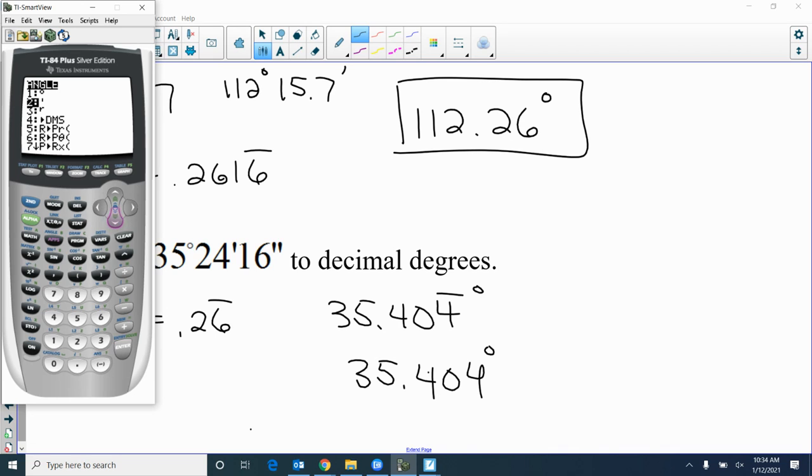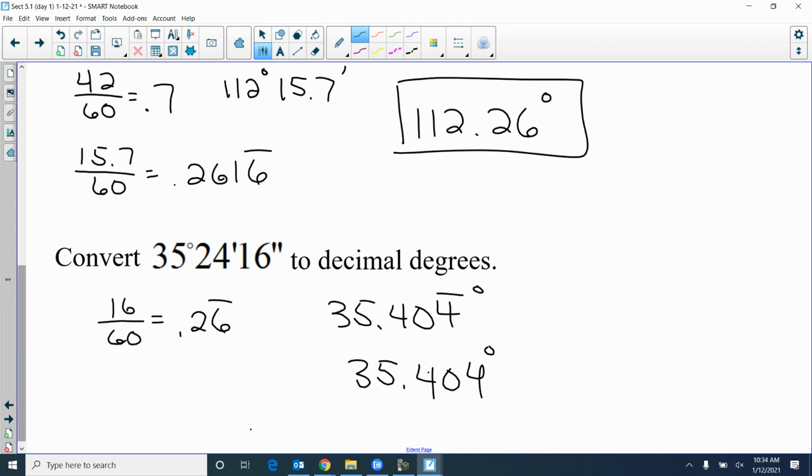Those 5, 6, and 7, that's rectangular to polar. I don't think I've ever used those. Don't worry about those.